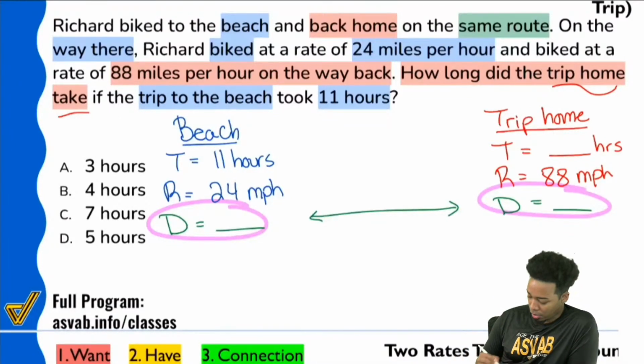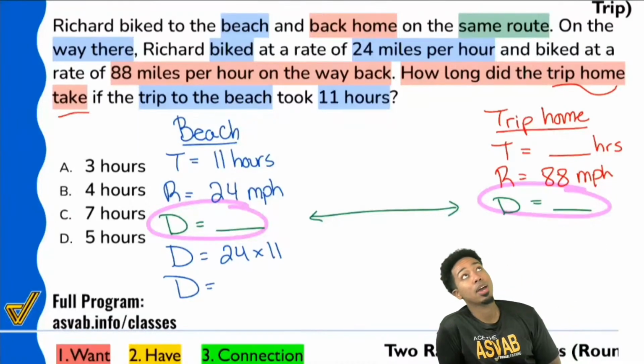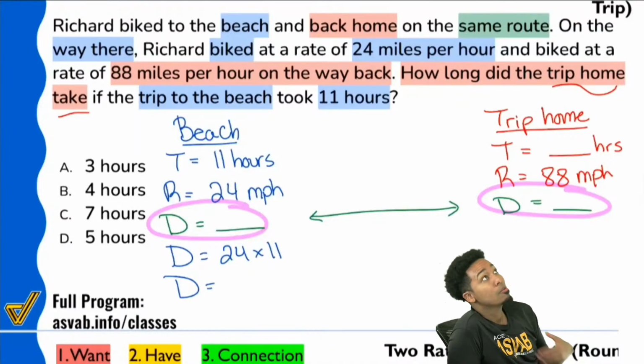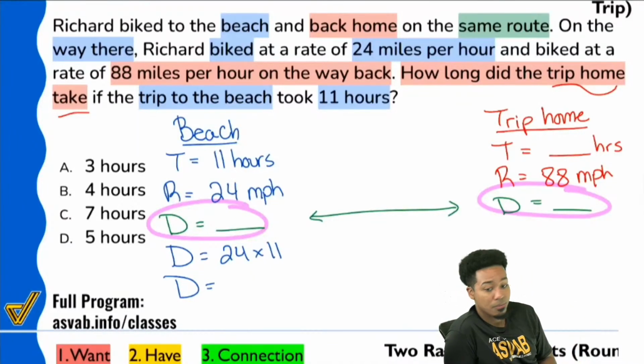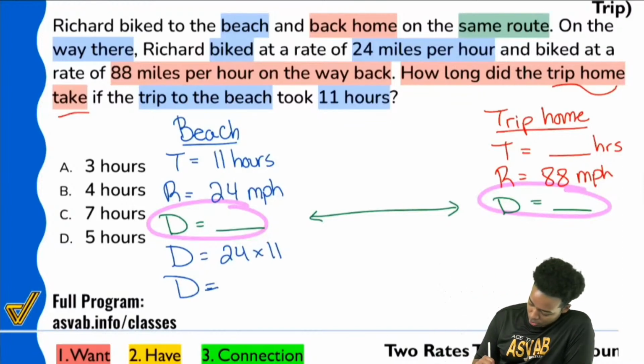So let's solve on the left. D equals 24 times 11. Everybody, what's 24 times 11? If we do some mental math, 24 times 10 is 240, plus 24, 264. Is that correct? 264. Cool. So with a little bit of mental math, 264 miles.